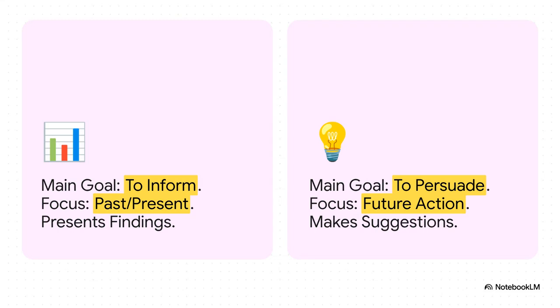So here's the bottom line, the key difference you need to remember. A report looks at the past or present. A proposal looks to the future. A report says, here's how things are. A proposal says, here's what we should do about it. Getting that distinction right from the very beginning is how you'll pick the perfect tone and words for your writing.